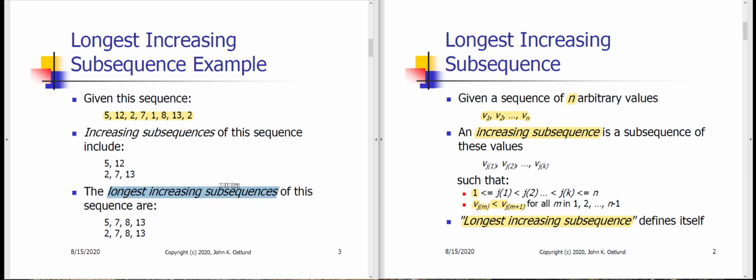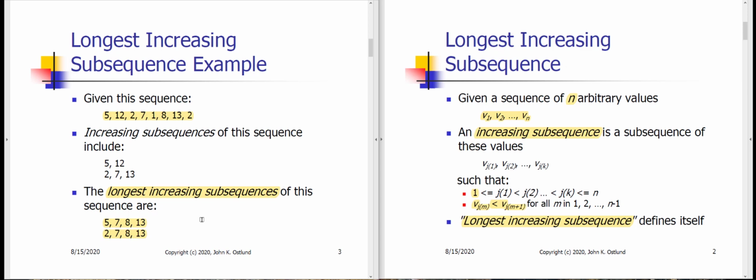Now, the longest increasing subsequence, if we write down all of the possible subsequences in here where the values are progressively larger as we go through the sequence, we'll find out that the longest increasing subsequence we can get out of this is 4 long. But it's not unique. There are actually 2 different increasing subsequences that are 4 values long. We can either have 5, 7, 8, 13. That's one 4-value long increasing subsequence. Another one is 2, 7, 8, 13. And those are the only 2 that we can find in this sequence.